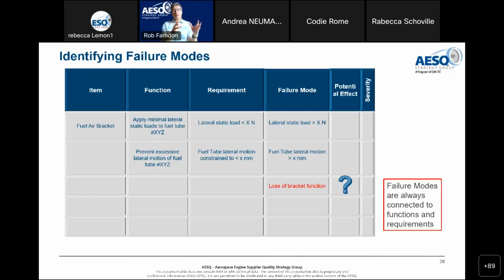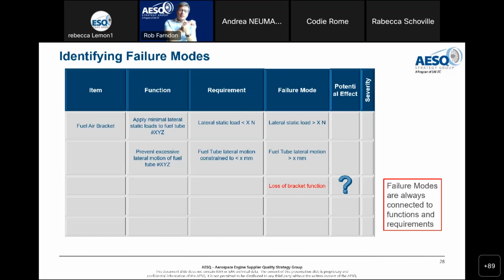So remember I said about the building of this from the column on the left to the column on the right. There should be a natural logical flow between the two. So it naturally follows that you should be able to connect your failure modes to the requirement and to the function which are next to them. So you can see here some examples where you can actually see that natural flow. A lateral static load of less than X Newton corresponds to a failure mode of it being greater than X Newton, by too much, and so on.